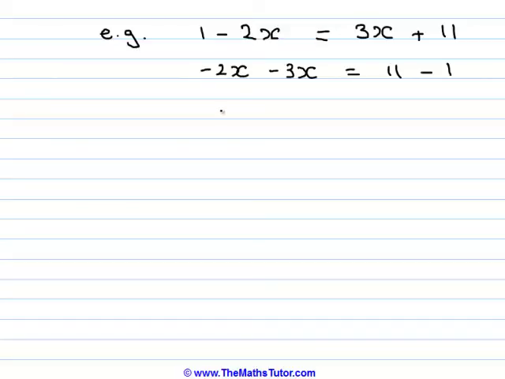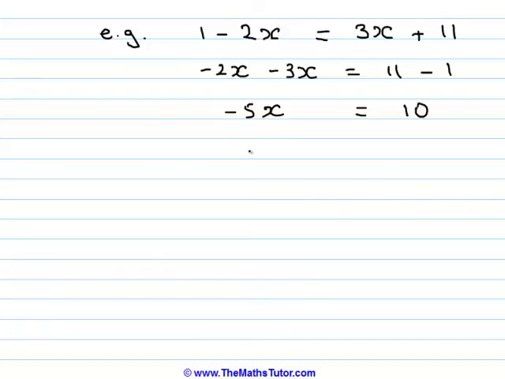So we have the x terms on the left hand side. These are like terms, they're both x terms, so we can combine these. So minus 2x minus 3x becomes minus 5x. And on the right hand side we have constant terms. These are like terms as well. So 11 minus 1 is 10.